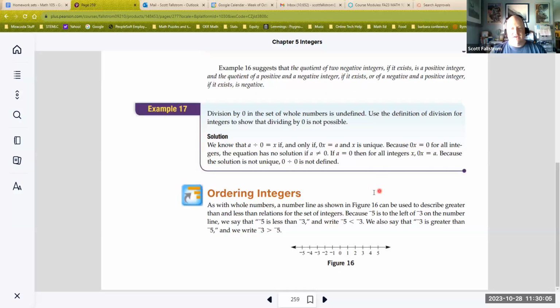All right. And ordering integers. So ordering integers greater than or less than, we say to the left of, but basically you can also think of it, if I have to add a positive number to get to the next number, then one is smaller than the other.